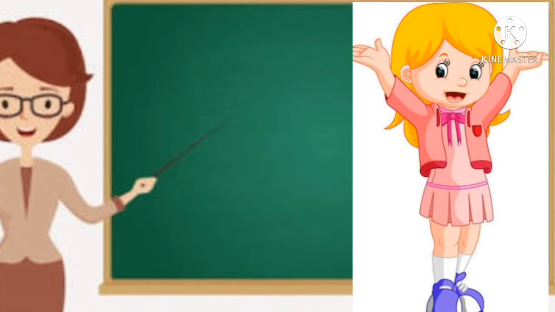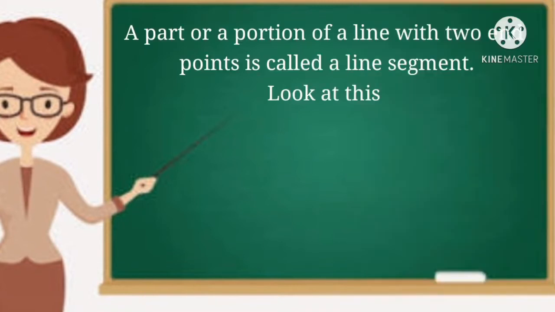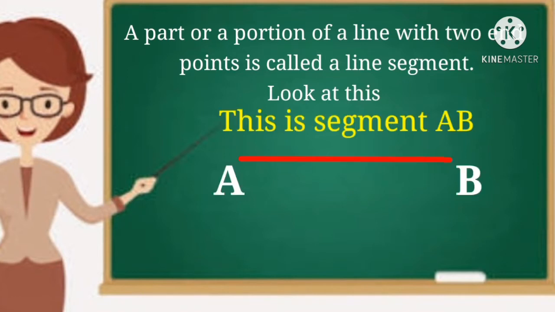What is a line segment? A part or a portion of a line with two endpoints is called a line segment. Look at this. This is segment AB. Point A and point B are its two endpoints. It starts at point A and ends at point B.